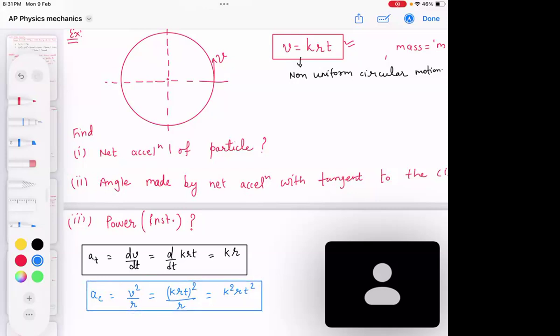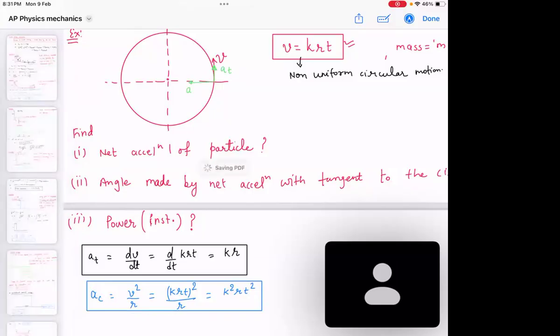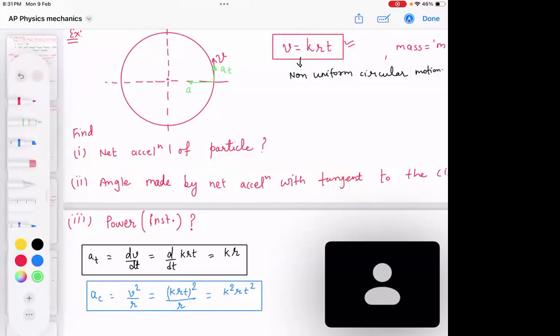Now if you want to draw it in the diagram, this is how you will draw it. This is along the tangent, the tangential. This is along the radial or towards the center. Centripetal acceleration is also called radial acceleration or normal acceleration, because it acts towards the center along the radial line. So we have drawn both the centripetal and tangential accelerations. Now we will find the resultant. This vector represents the net acceleration.